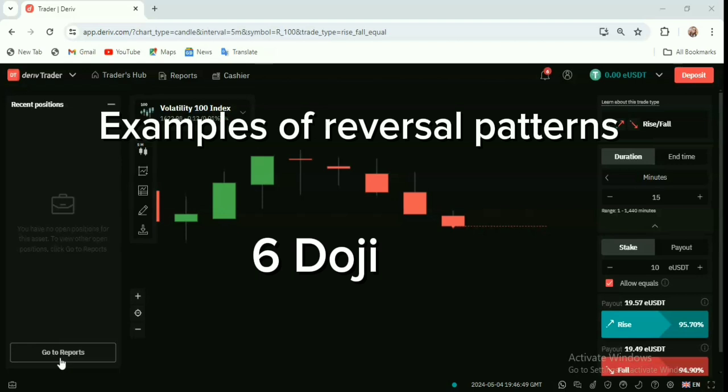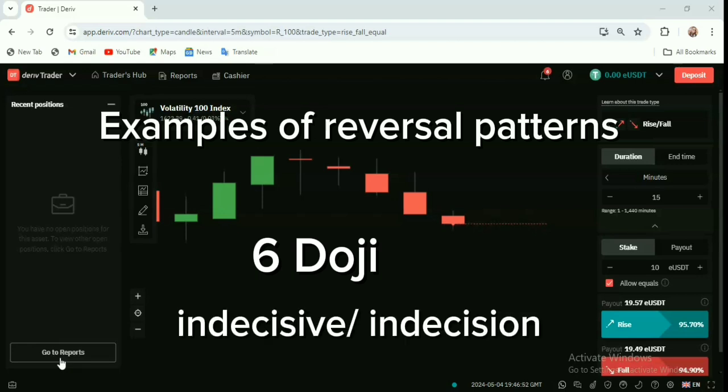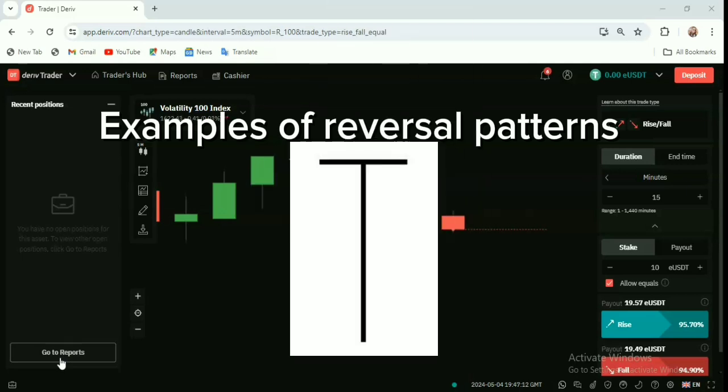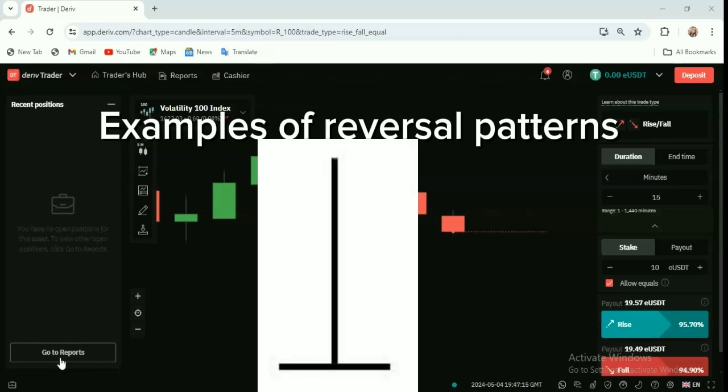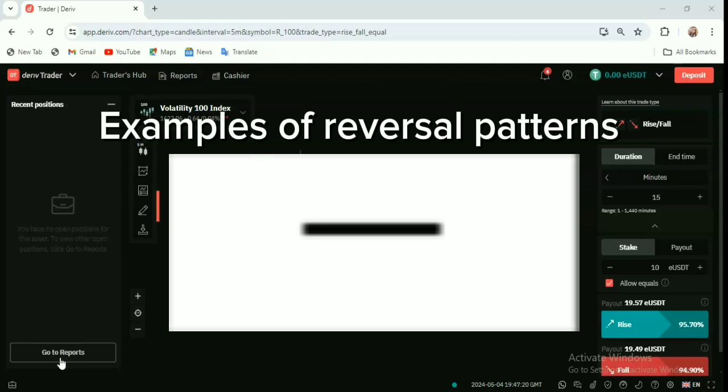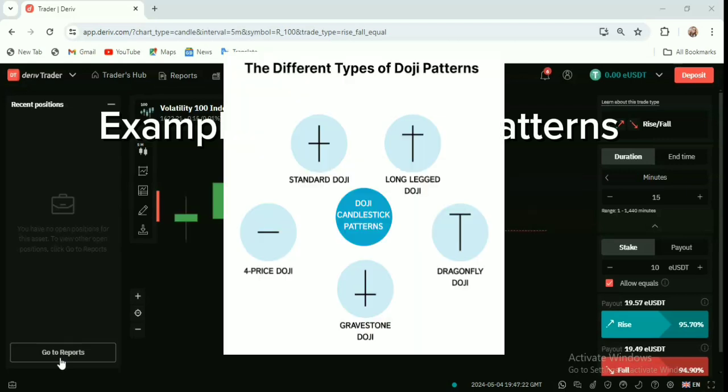Number 6, we move to the doji. The doji simply means indecision in the market trend. So it's an example of a reversal pattern. It suggests indecision between buyers and sellers. Examples of doji or types of doji: we have the long leg doji, we have the dragonfly doji, we have the gravestone doji, we have the standard doji, and we have the 4 price doji, which is not always popular, as in it's rare.